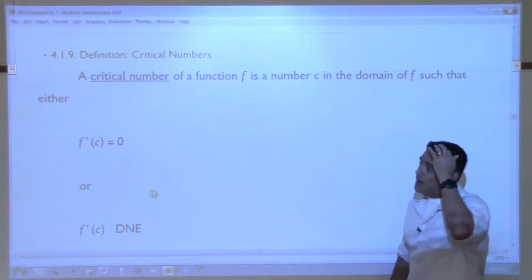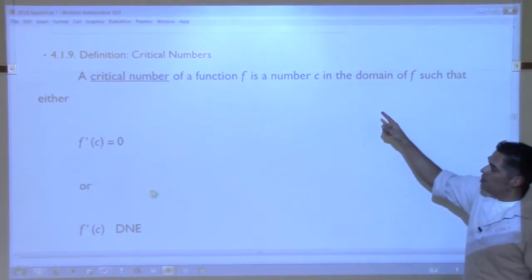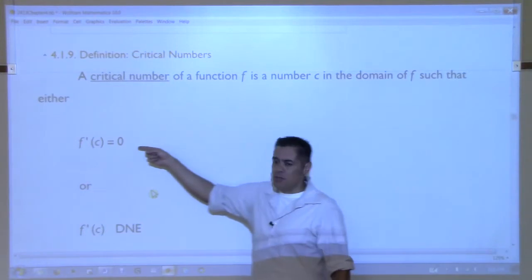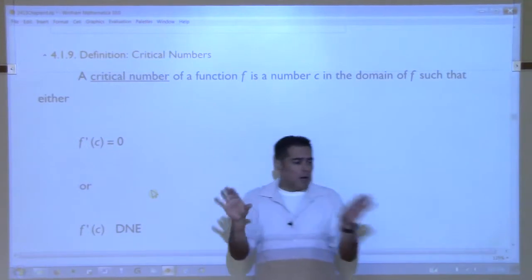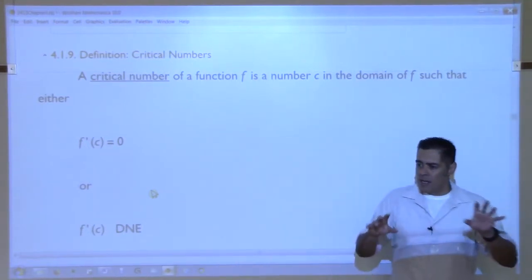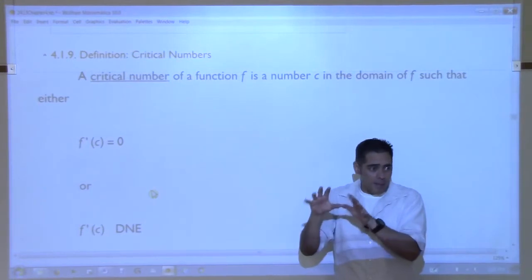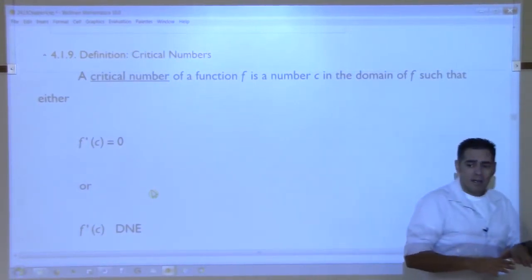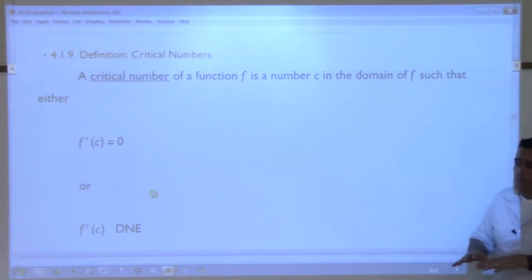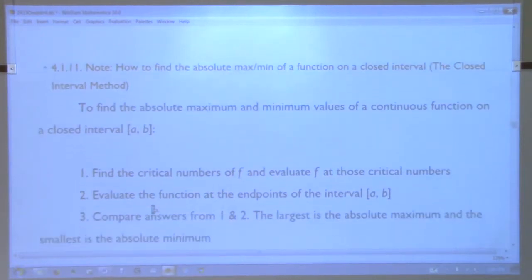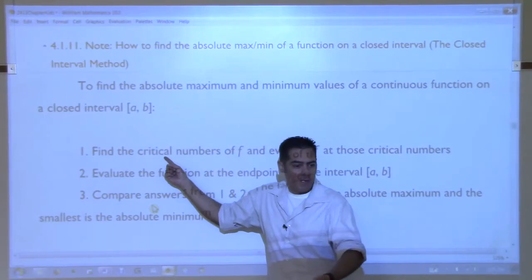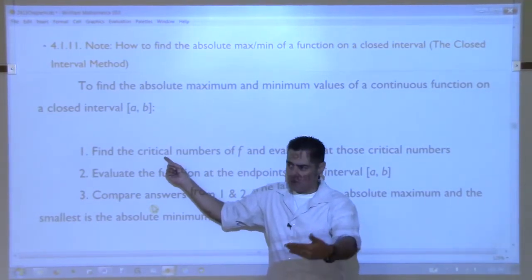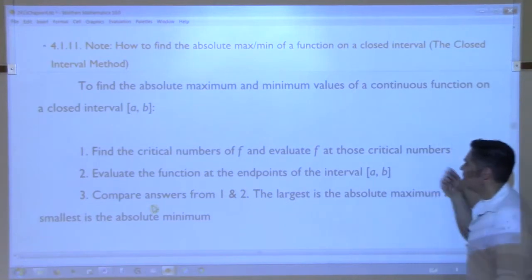The critical number of a function is a number where one of two things is happening. Either the derivative is 0 there, or the derivative doesn't exist there. So when we take the derivative of the function, anything that makes that derivative 0, or anything that makes that derivative undefined or not exist, will be a critical number. All right? So the first step to this closed interval method is to figure out where the derivative is 0 and where it's undefined, where the derivative doesn't exist. That's the first step.